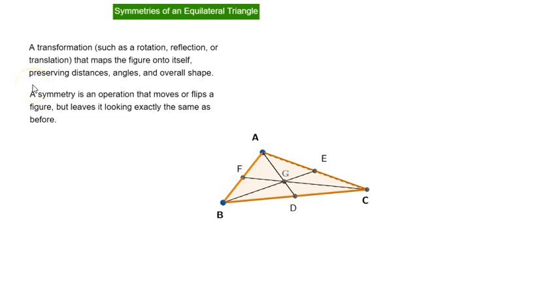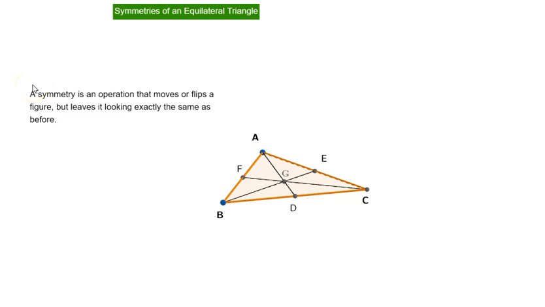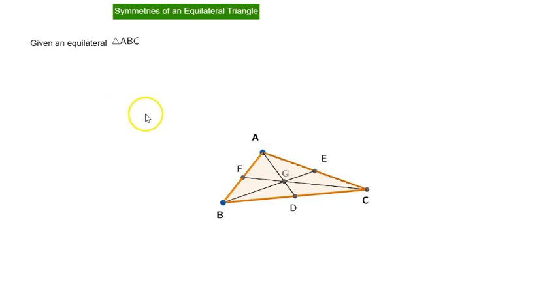So let's take it step by step. We have a triangle which is equilateral, that is triangle ABC. Now a little bit of construction. We take the midpoint of BC as D and connect it to A. Similarly, we take the midpoints of AB and AC and join them to C and B. Now these medians will intersect at G.